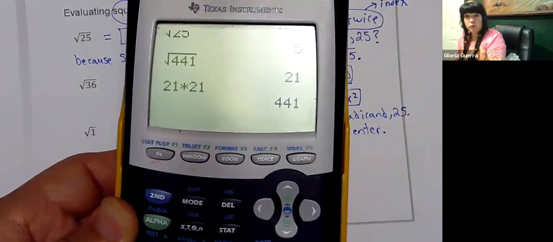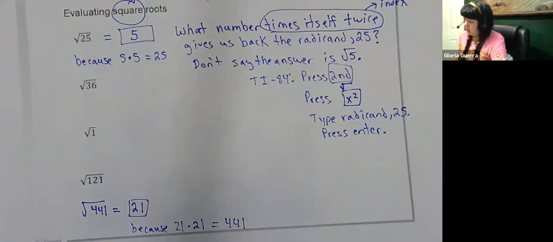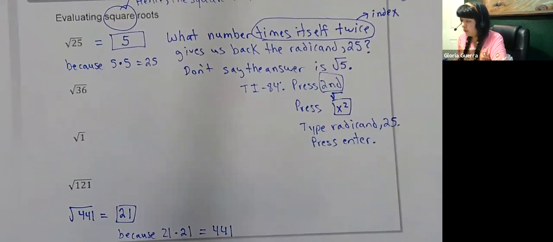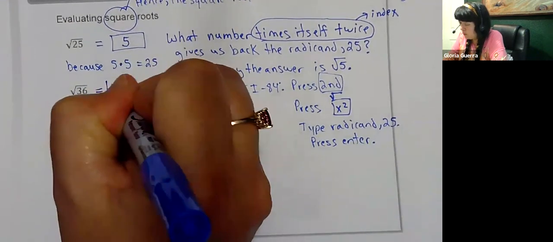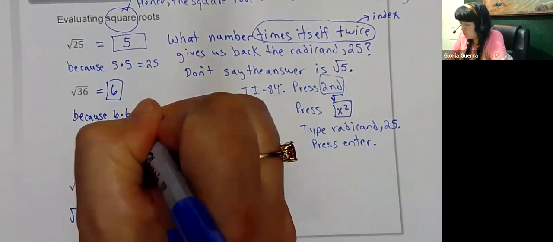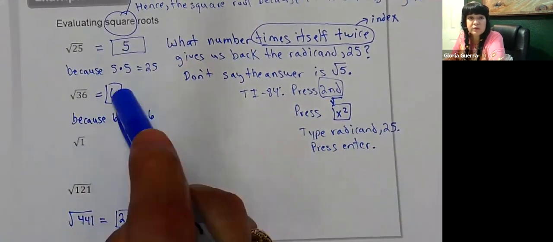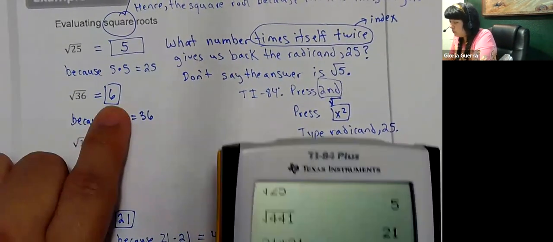So those are evaluating square roots. So the square root of 36, again, what number times itself gives back that radicand 36? It would be 6, because 6 times 6 is 36. And so the answer is 6. This is what the computer wants for answers.